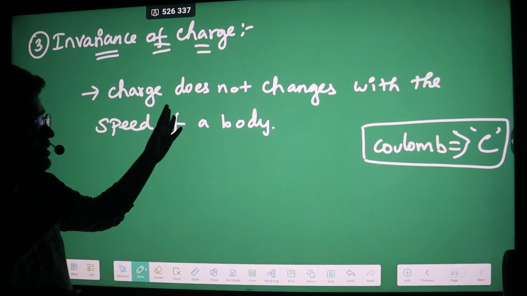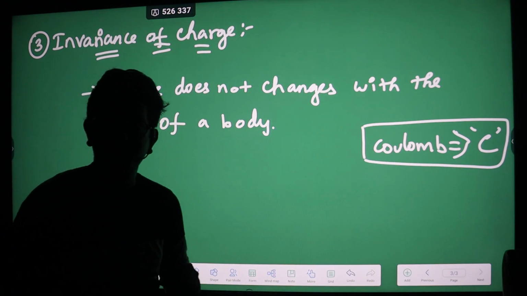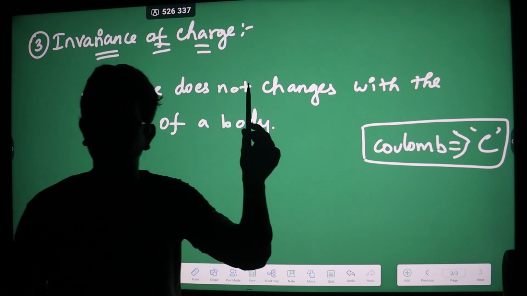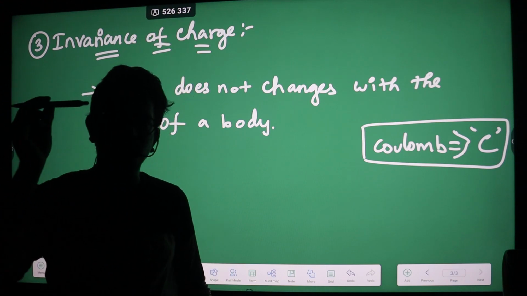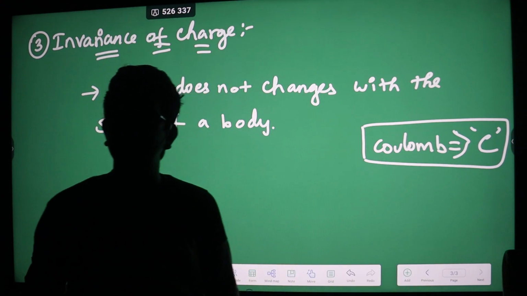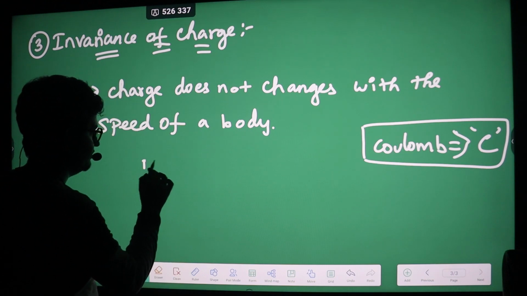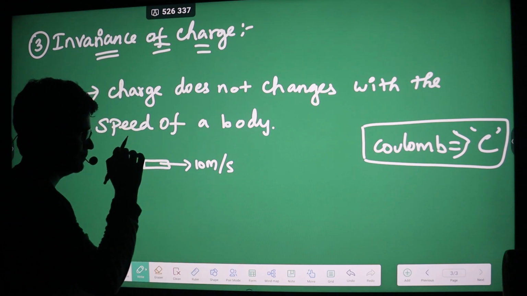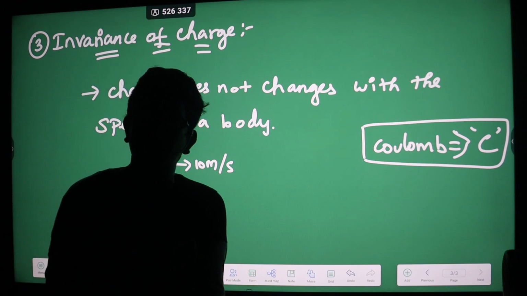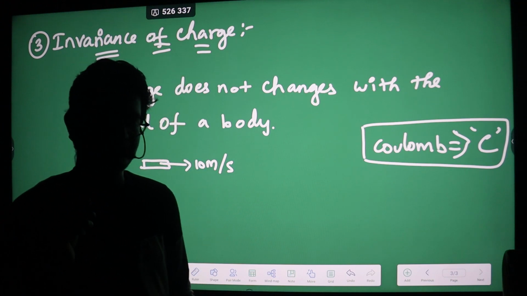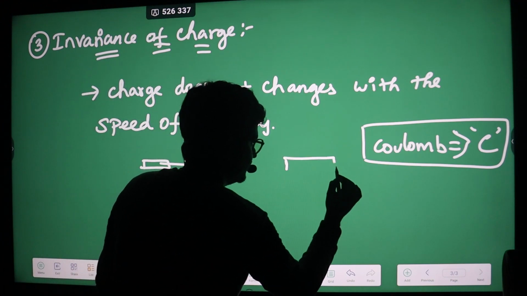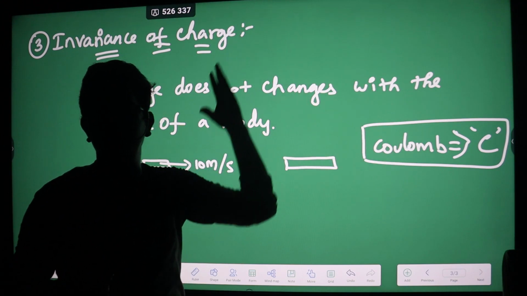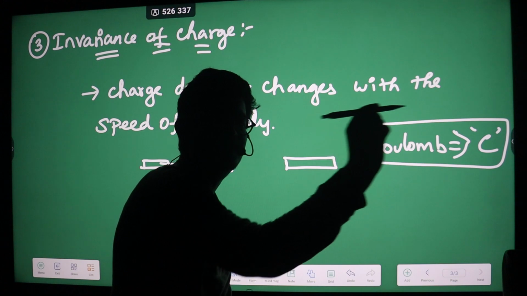So charge does not change with the speed of a body. For example, let us consider this is a body. This body has a charge of 5 coulomb, and if I throw this body with a velocity of 10 meter per second, right? It is a pen here and I'm throwing this pen with a velocity of 10 meter per second. So once I throw this pen, the position of this pen is going to change. That means it is moving with some velocity, that means this body is in motion.